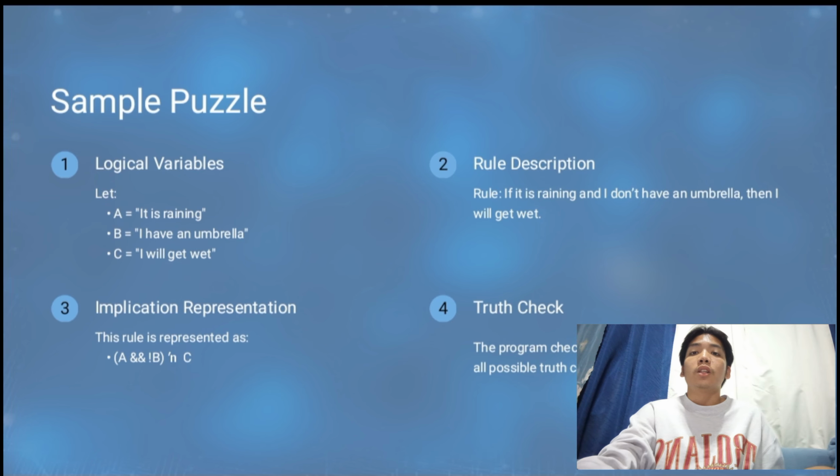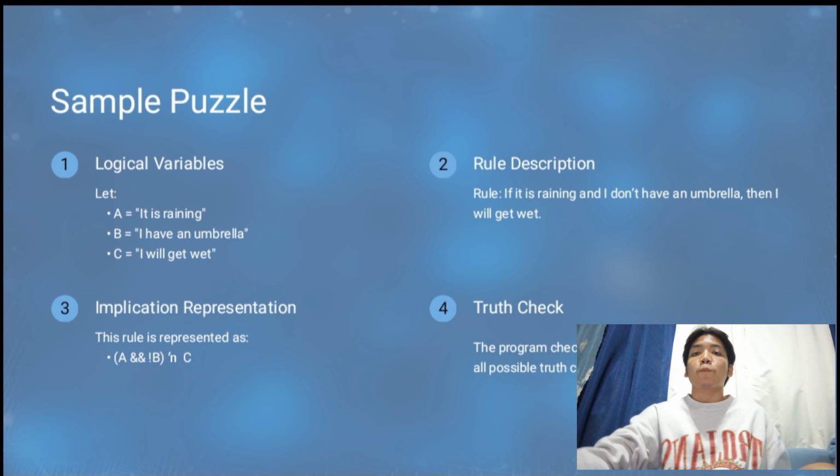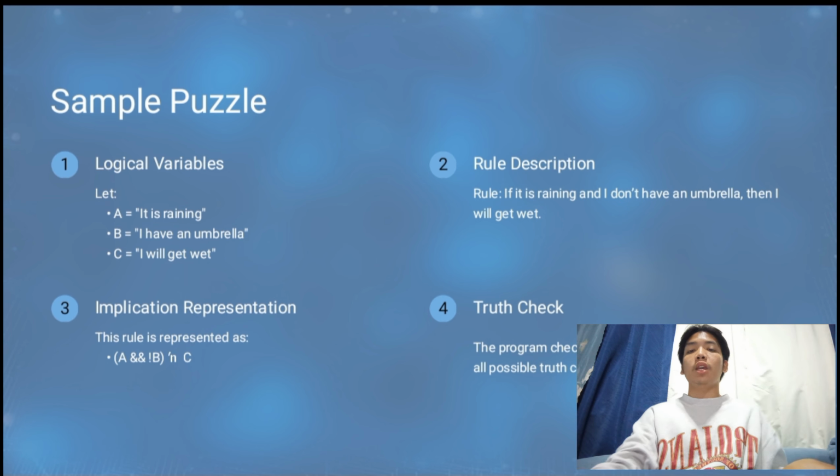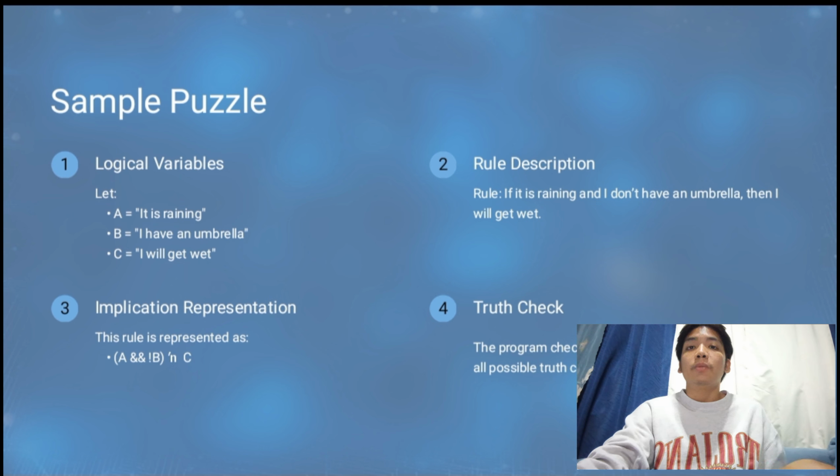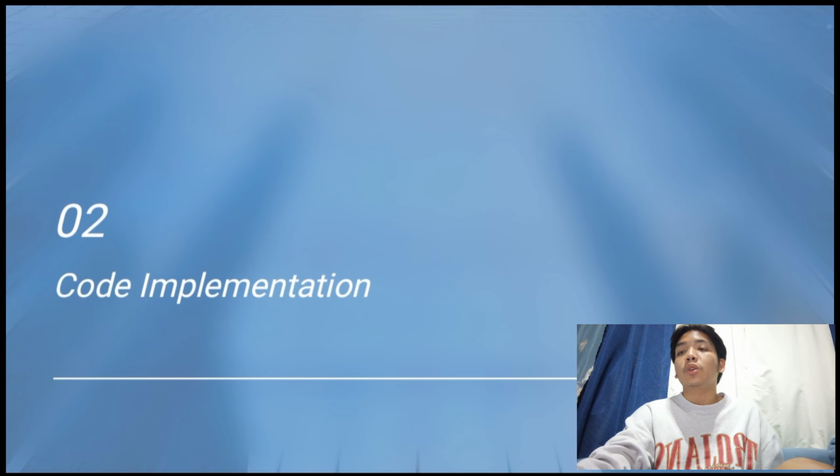Let's take a real life example. A is equal to it's raining, B is equal to I have an umbrella, and C is I will get wet. The rule says if it's raining and I don't have an umbrella, then I will get wet. In logic, this becomes A and not B implies C. The program checks if this implication is true or false for all eight possible combinations of A, B, and C. The next slide is the code implementation.